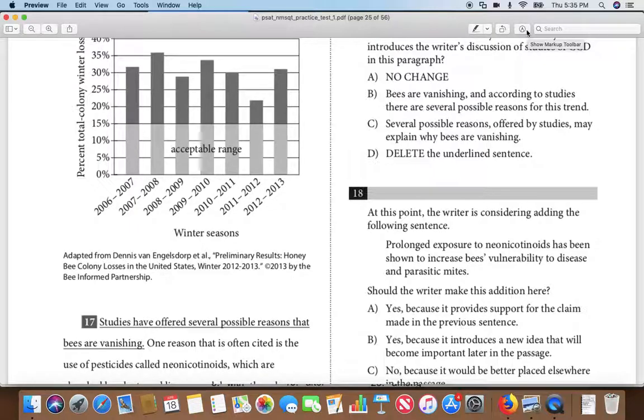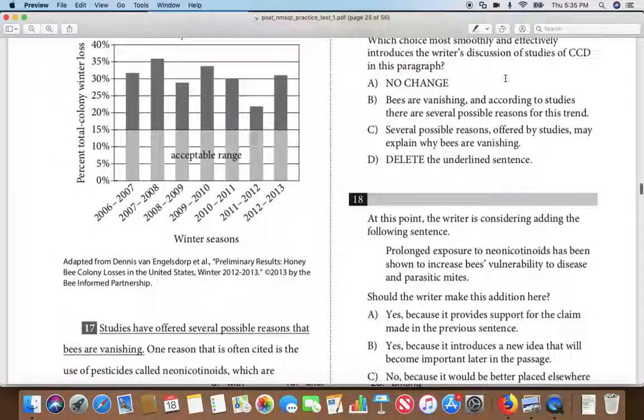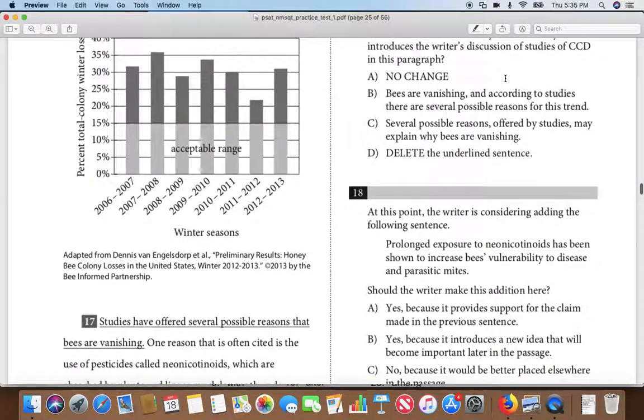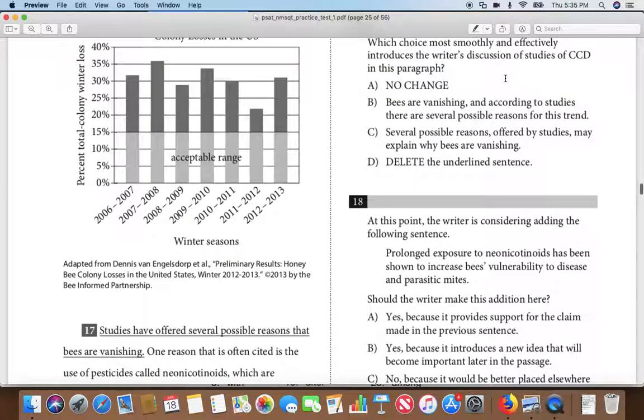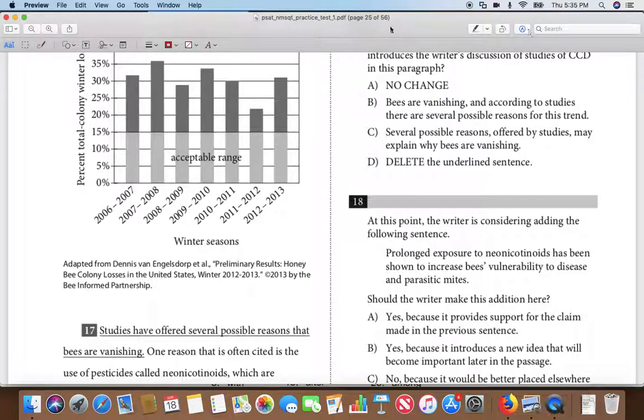So which one's better, A or B? Caroline, what did you think was better, A or B? Which one most smoothly and effectively introduces the discussion of those studies? I think A was. What do you guys think? Probably A. A seems a little bit more effective than B, in my opinion. I agree as well. I think A is smoother and more effective. So let's eliminate answer choice B for right now. There we go. Okay, good. All right, so B is gone.